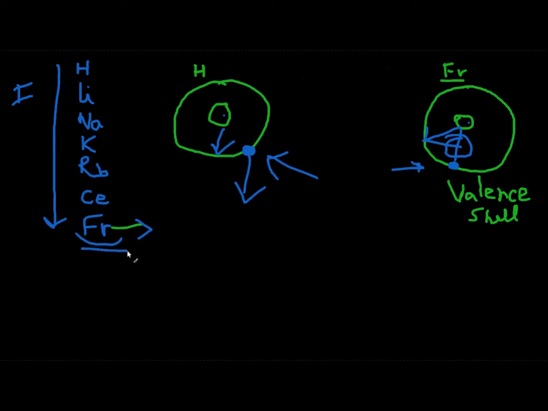So the energy needed to get this electron in francium out will be the least in this group, guys. Now we're almost done with ionization potential. Just to recap, in a period from left to right, ionization potential increases due to the increase in the effective nuclear charge between the electron and the nucleus. And in a group, from top to bottom, the ionization potential decreases due to the number of shells being added and the effective nuclear charge between the nucleus and the last electron decreasing.